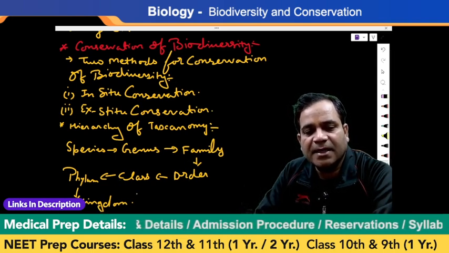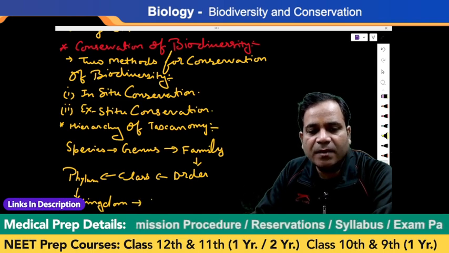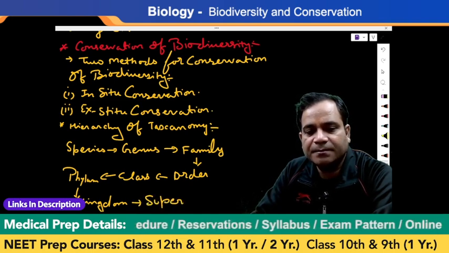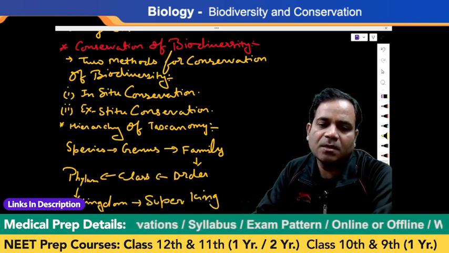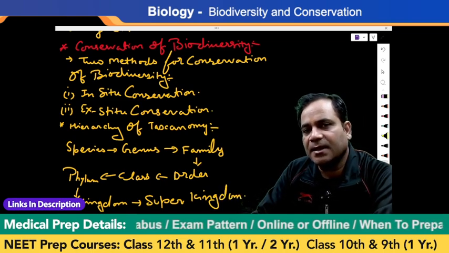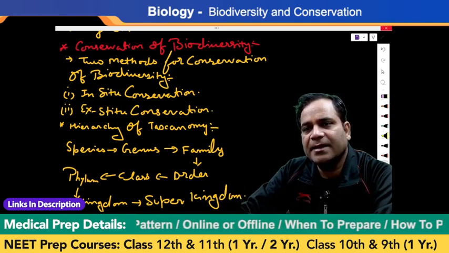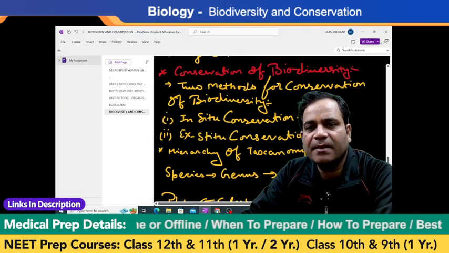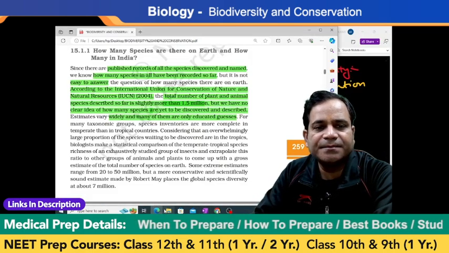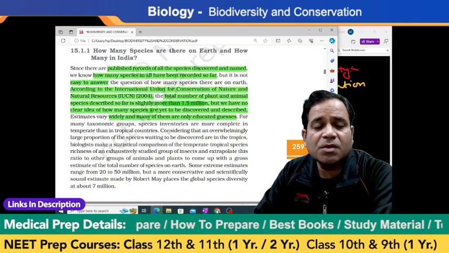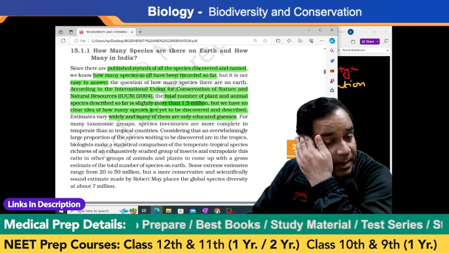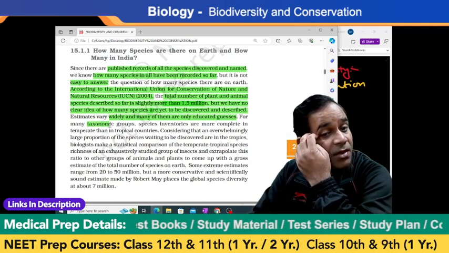class, then phylum, then kingdom, and here also there is one more, that is super kingdom. Getting this one thing? Yes or no? Tell me first. Okay, let's check.